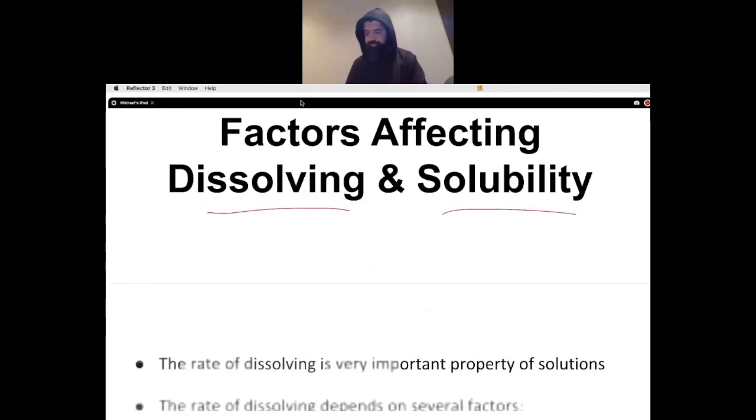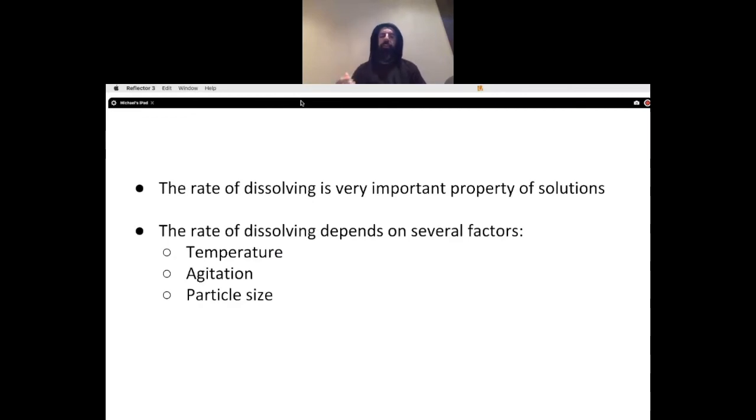Okay. So the rate of dissolving is a very important property of solutions. We talked about solubility way back in 1.1 when we looked at some of the physical and chemical properties, and it is considered a physical property, but a quantitative physical property. So there are three factors that affect the rate of dissolving: temperature, agitation, and particle size.